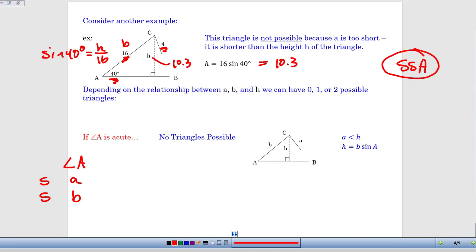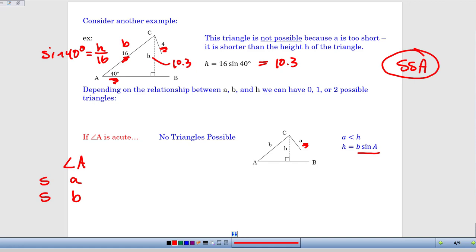Again, no bad words in math, so we're not going to spell that out the wrong way. So if we have angle A as an acute angle, as long as the given angle is acute, if A turns out to be less than H, if this side, the length A, is shorter than B times the sine of angle A, then that means we have the circumstance that we see up above, that length A is just too short, and so there's no triangle that's possible.